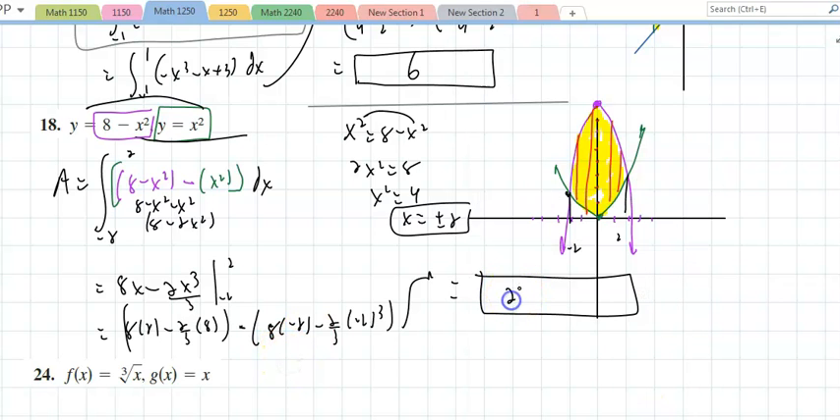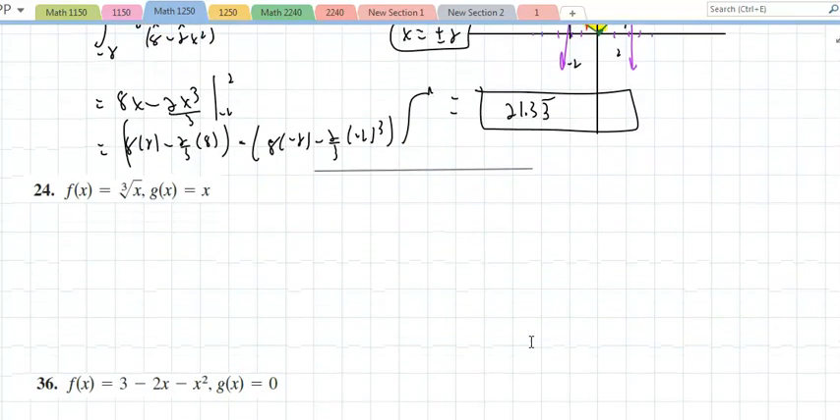21.33, that's an acceptable answer. I could make that a fraction, but I don't have to. My calculator could do that. No need to worry about that. How about this problem?